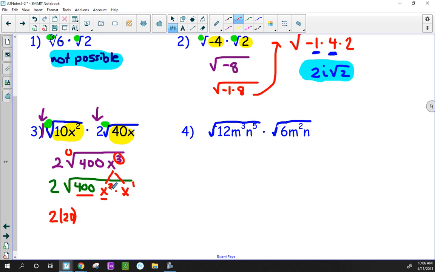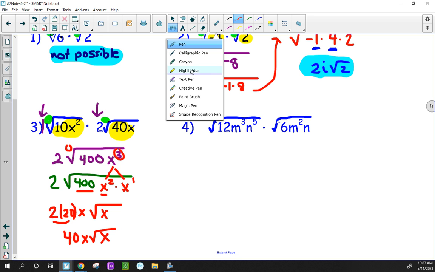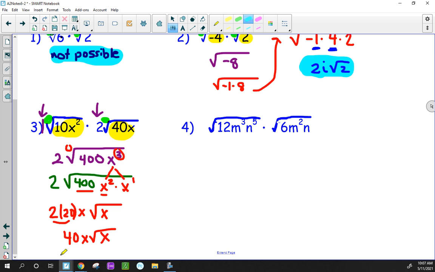The square root of x to the second is x to the first. 2 divided by 2 is 1. And then, like I said a second ago, this x is going to have to stay there. So for this problem, you would finish by multiplying 2 times 20, calling it 40. 40x times the square root of x. That would be the best simplified radical answer. 40x radical x.